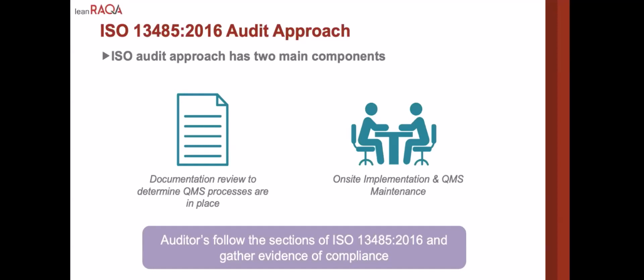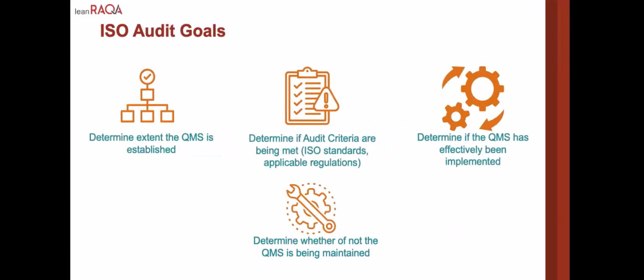In my personal opinion, I don't think an ISO 13485 audit is really as meaningful as that systemic FDA style inspection. The goal of an ISO audit is to determine the extent that the quality management system is established, determine if the audit criteria are being met, determine if the quality management system has been effectively implemented, and determine if after it was implemented, is it being effectively maintained?